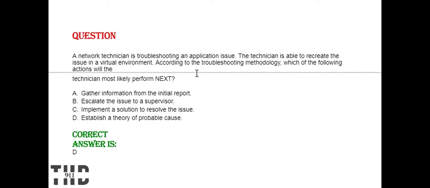A network technician is troubleshooting an application issue. The technician is able to recreate the issue in a virtual environment. According to the troubleshooting methodology, which of the following actions will the technician most likely perform next? Option A, gather information from the initial report. Option B, escalate the issue to a supervisor. Option C, implement a solution to resolve the issue. Option D, establish a theory of probable cause. The correct answer is option D.